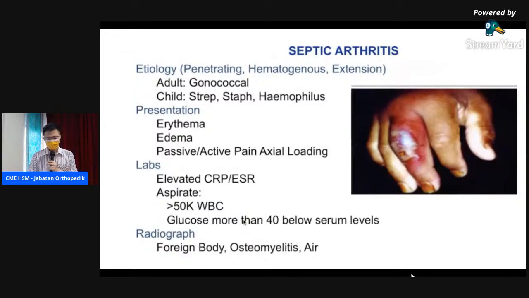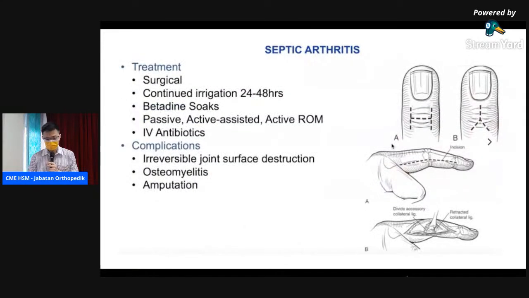Septic arthritis is the infection in the joint. They can be gonococcal in adult patients, but the most common one is still Staph aureus, as you can guess. They present with pain on axial loading, and we load the finger axially with pain, and if we aspirate the joint, we get less glucose, because the bacteria eat up the glucose in the joint fluid. If we take the plain radiograph, we might see air in the joint, osteomyelitic changes, foreign body as well.